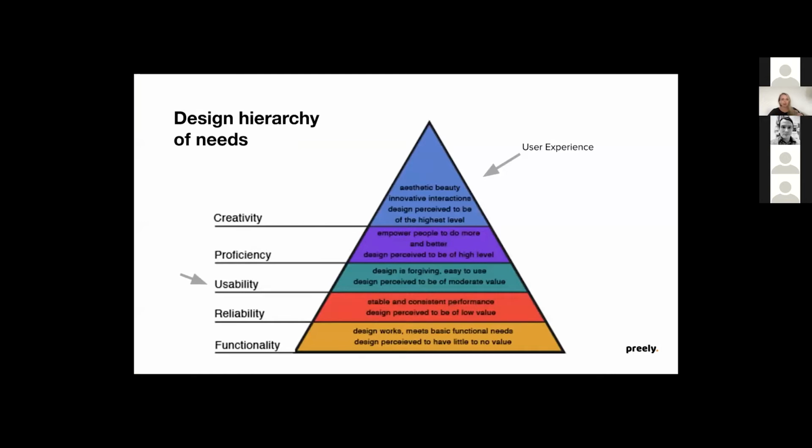So when we talk about user experience design and design hierarchy in general, we have different things that need to be fulfilled in order to, at the top, make a great user experience. At the bottom of the hierarchy is functionality. That's where the design works. It meets basic functional needs, and the design is not important. How it looks, how it feels, how the experience is, is not that important here, but we need a product that actually works.